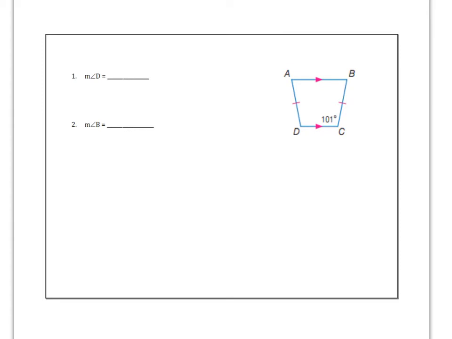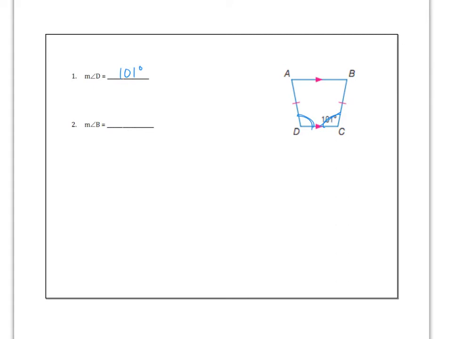Number 1, find the measure of angle D. Well, I think quadrilateral ABCD is an isosceles trapezoid. It has one pair of parallel sides and then one pair of congruent sides. So this is definitely an isosceles trapezoid. And in an isosceles trapezoid, the base angles are congruent. So in other words, C and D should be the same size. So angle D will also be 101 degrees.